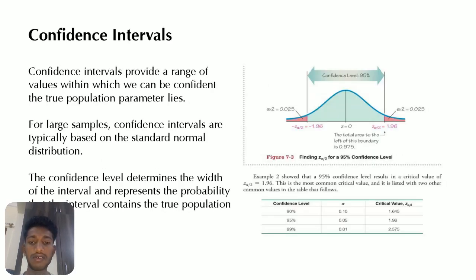Confidence intervals. Confidence intervals provide a range of values within which we can be confident the true population parameter lies. For large samples, confidence intervals are typically based on the standard normal distribution. The confidence level determines the width of the interval and represents the probability that the interval contains the true population parameter.